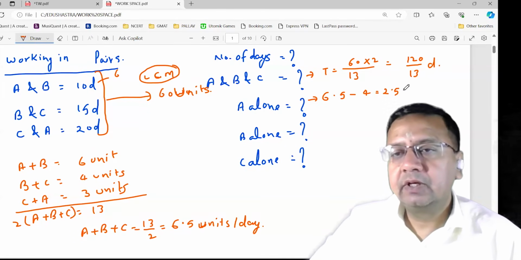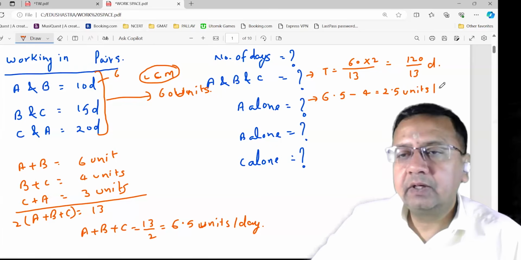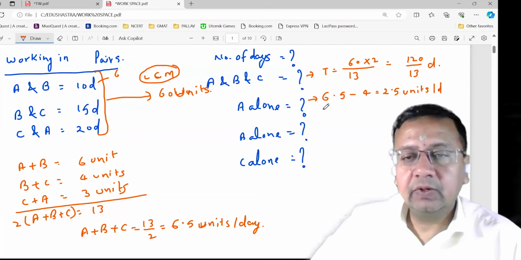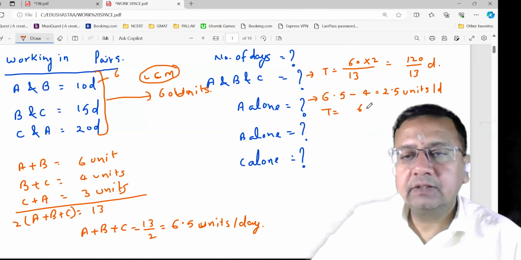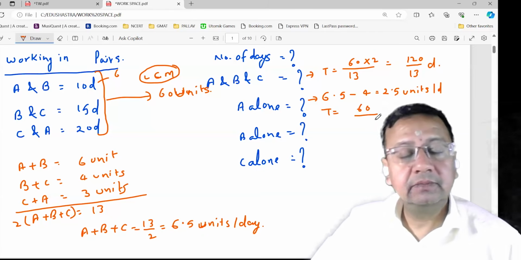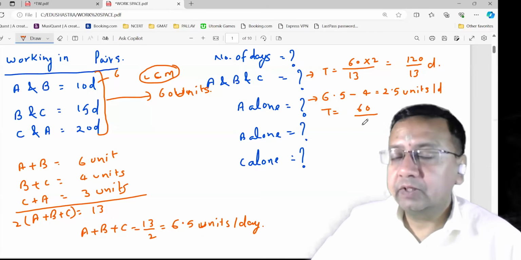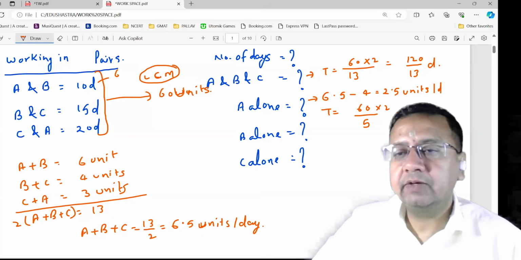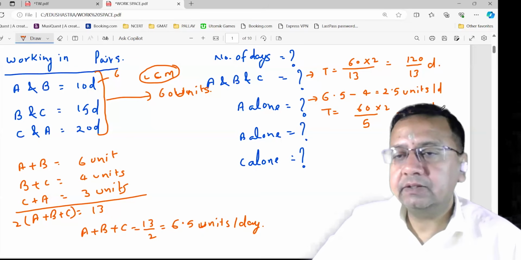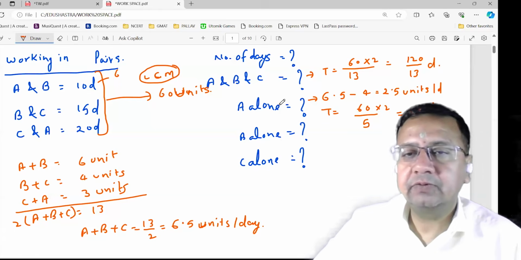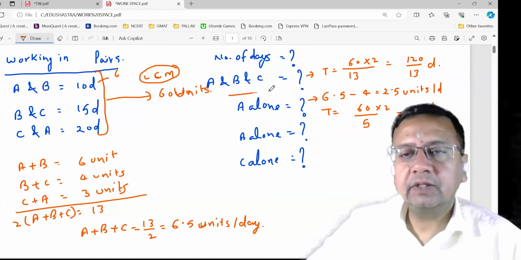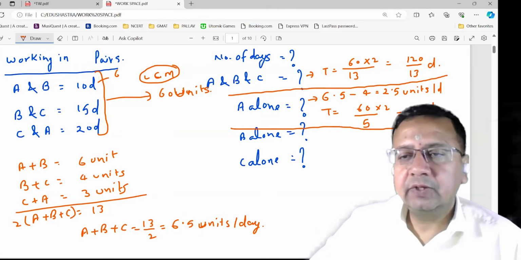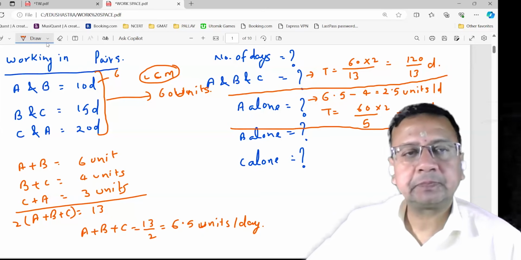2.5. And this is units per day for whom? For A. So for A, what is the time required? Total number of days is 60, and he is doing 2.5, which is 5 by 2. 120 by 5 is nothing but 24 days. So for A, my answer is 24 days. If all three are working together, the answer is 120 by 13. If A alone is doing it, the answer is 24 days.